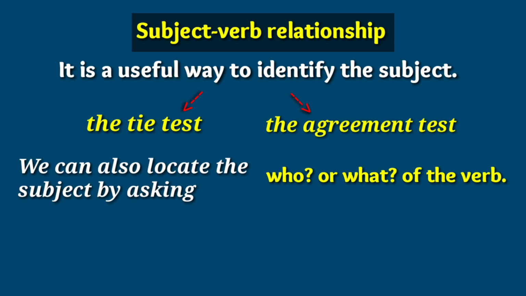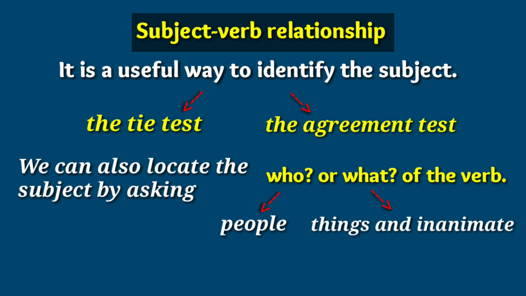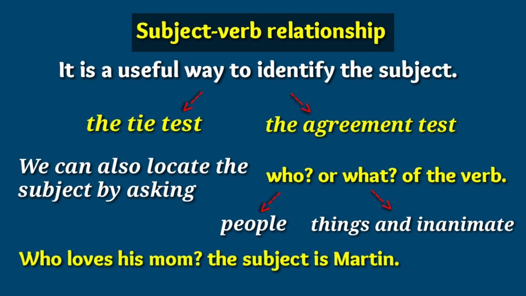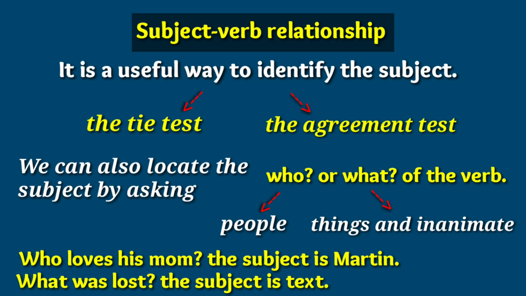We have another way to identify the subject. Ask who or what of the verb. We use who with people and use what with things. Martin loves his mother, so we can ask, who loves his mother? The answer is Martin. Martin is the subject. For example, the text was lost. What was lost? So here, text is the subject.